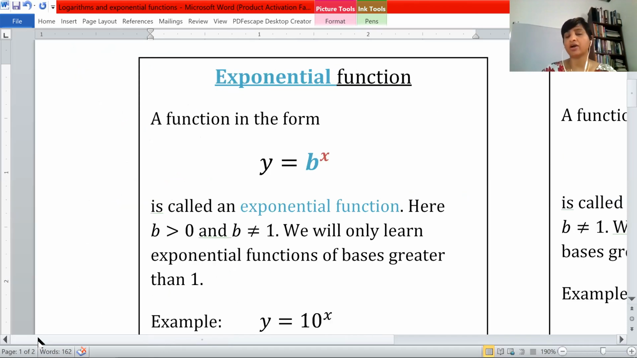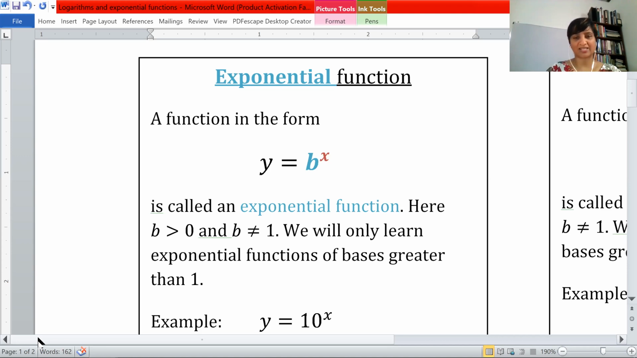Right. So a function in the form y equals some number to the power of x is called an exponential function. This base can be any positive number except 1. Any positive number, not 0, any positive number, but not equal to 1.